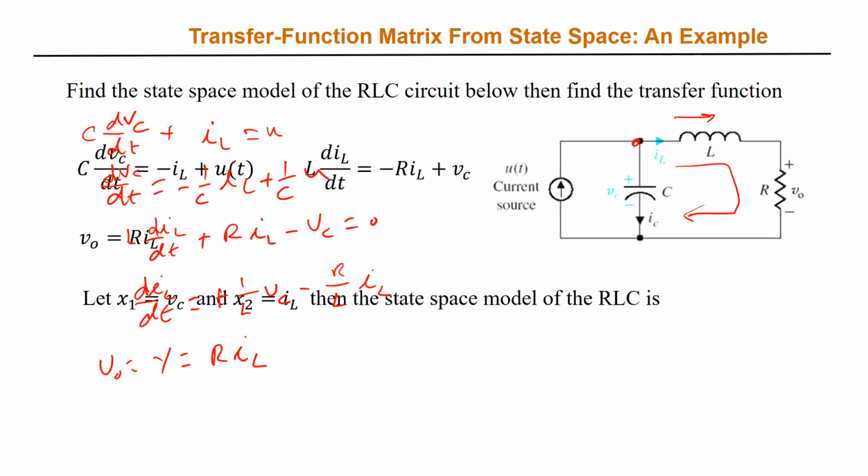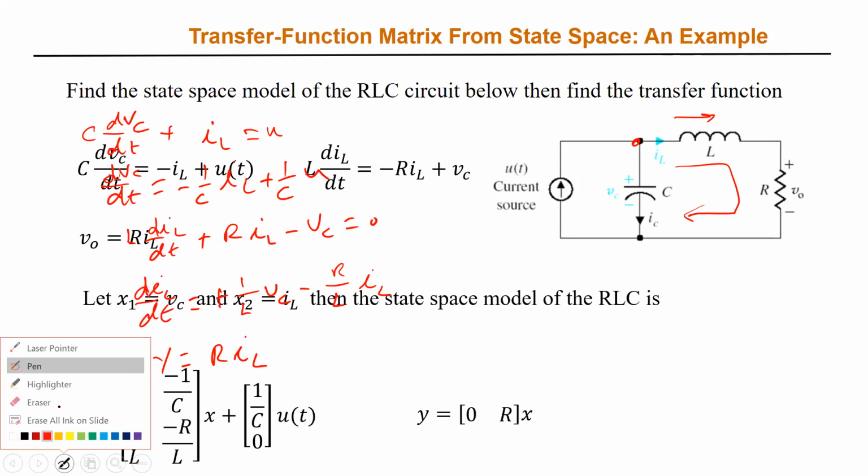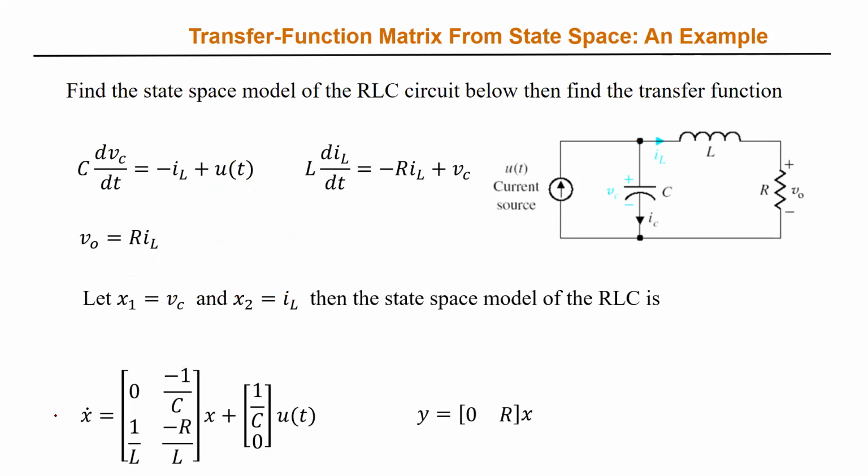If you put them in a matrix format, this is the A matrix, this is the B matrix, and this is the C matrix. There is no D matrix here. When do we have a D matrix? When do you think we will have a D matrix? When we take the steady state and have a value for it?